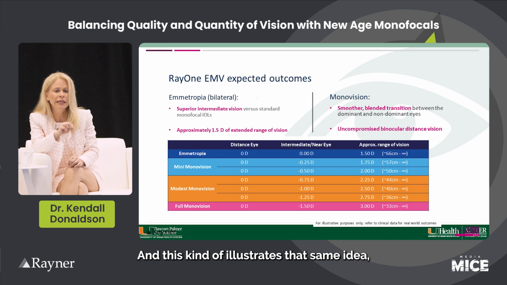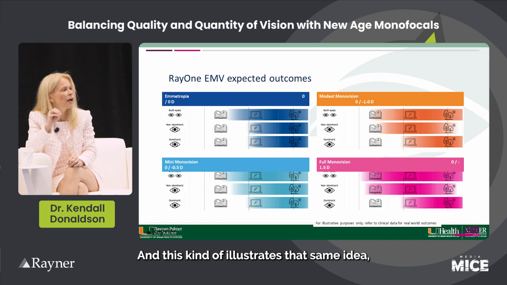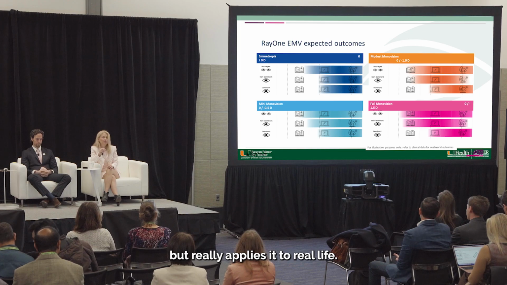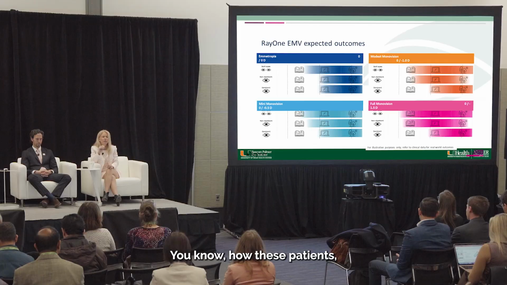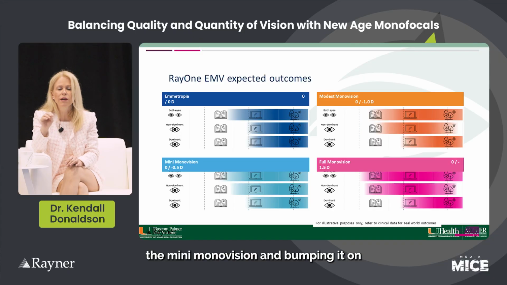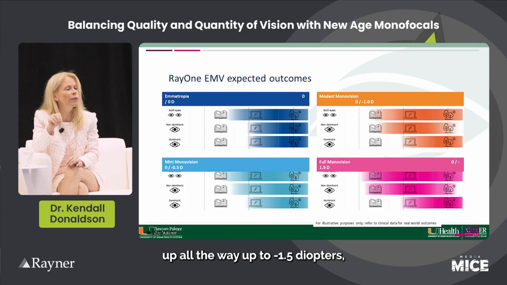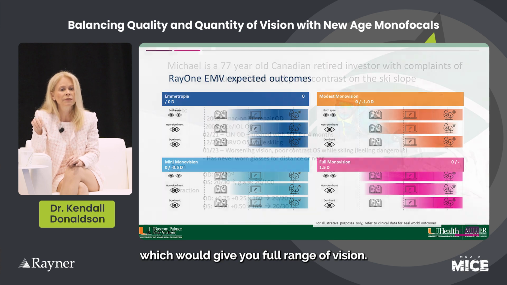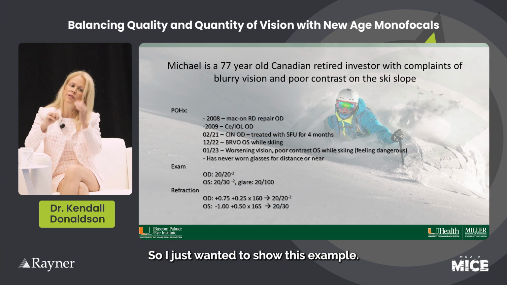Okay. And this illustrates that same idea, but really applies it to real life. You can see how these patients, from emmetropia to mini monovision, and bumping it on up all the way to minus 1.5 diopters, would give you full range of vision. So I just wanted to show this example.